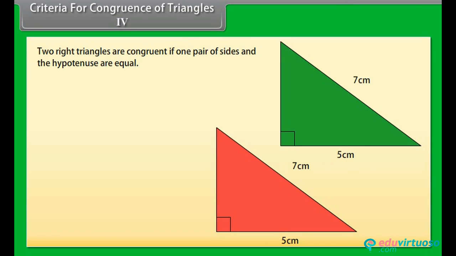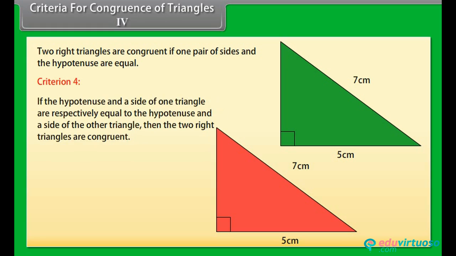Or we can say that 2 right triangles are congruent if one pair of sides and the hypotenuse are equal. Thus we have Criterion 4. If the hypotenuse and the side of one triangle are respectively equal to the hypotenuse and the side of the other triangle, then 2 right triangles are congruent. This criterion is referred to as RHS, right angle hypotenuse side.